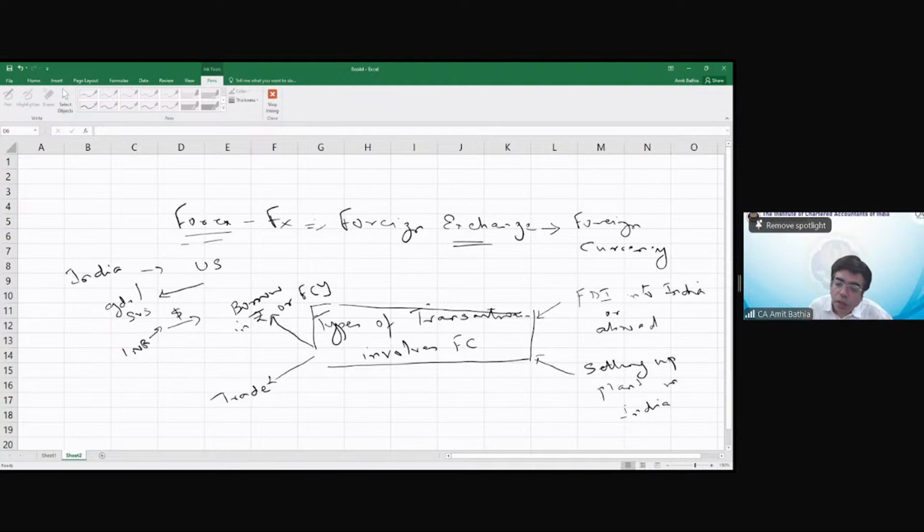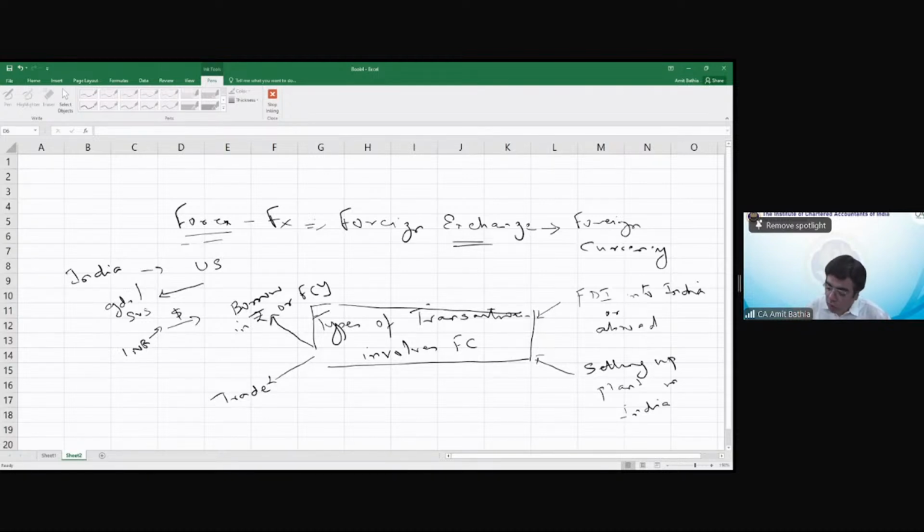For example, Volkswagen has got a plant in India where they manufacture cars. MG Hector has already set up their plant. Ford Motors has. So when you are setting up a plant or setting up a branch in India, you would need to essentially involve foreign currency over here, right? Again, that requires you to have foreign currency transactions happening.